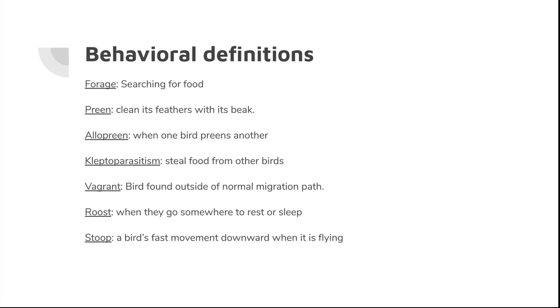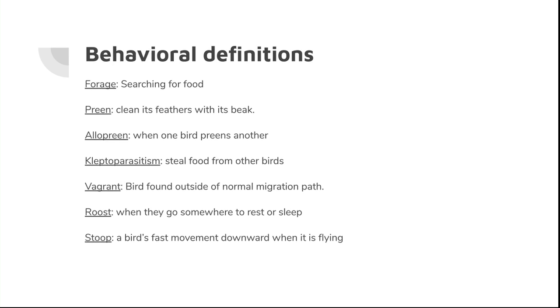Now, okay, let's move on to behavioral definitions. Now, forage, that's pretty obvious. It's searching for food. This goes for any species because even we can forage. It's called foraging when we search for food in the wild. Now, preening is when a bird cleans its feathers with its beak. I feel like that's pretty self-explanatory. So I'm going to move on to allopreen. Allopreen is when one bird preens another. This is what happens when they mate too, because they preen each other. A mate may preen another mate because they're mutual.